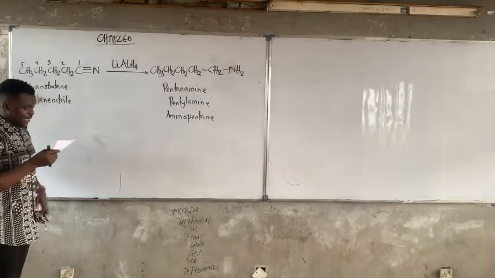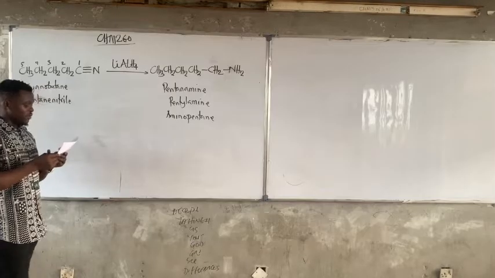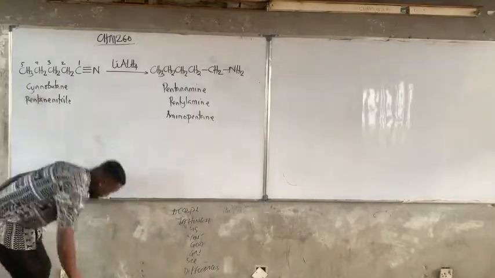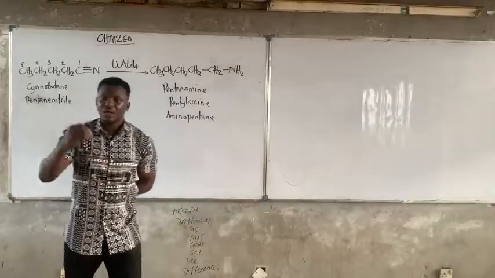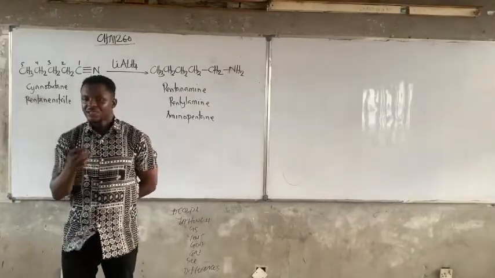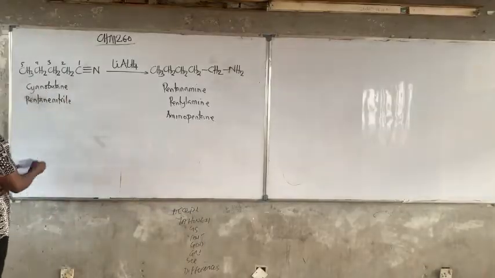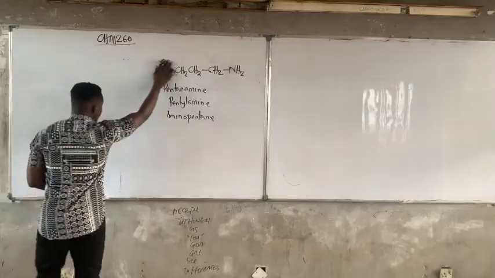Now the next question says the reaction of aldehydes with hydroxylamine will give the corresponding dash. Now it's going to give us an oxime, right? If you could remember the reactions of aldehydes and ketones with derivatives of ammonia, that's a condensation reaction. You can check our playlist, organic chemistry, condensation reaction of aldehydes. You're going to find the reaction there.